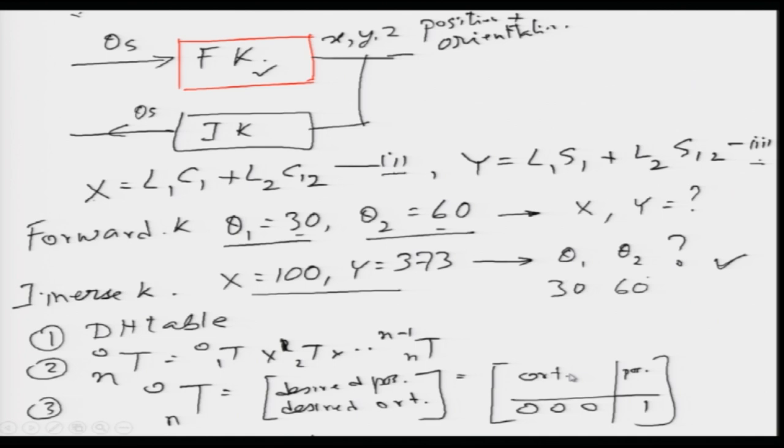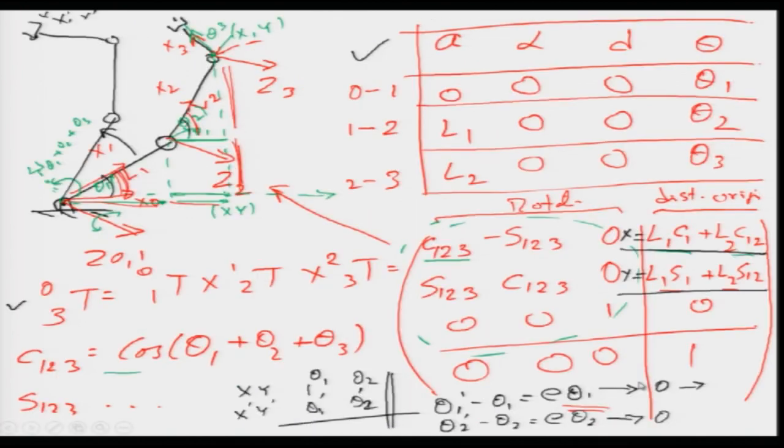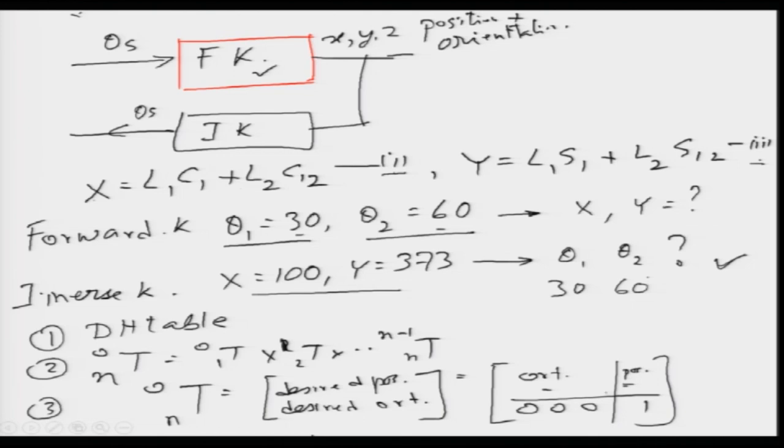Now in inverse kinematics, what is desired is the desired position and orientation of the end effector. What does that mean? For example, if I say that my orientation should have an angle of theta 1 plus theta 2 plus theta 3, that's my orientation. And the position of the end effector, this point, should have some xy coordinate, x in this direction and y in this direction. That is written in the form of this homogeneous matrix.